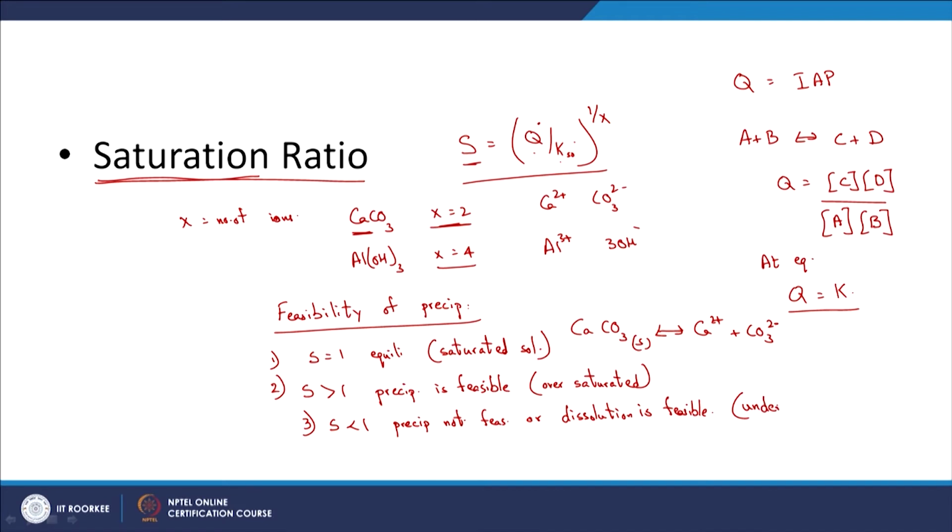And what does that mean? It means it's undersaturated, right? So again, you can have the saturation ratios depending upon calculating the Q value or the ion activity product, right? So once you calculate that, you can know is it undersaturated or oversaturated, and obviously if it's undersaturated, the solid dissolving would be feasible, and if it's oversaturated, obviously what is it now? The precipitation is going to be feasible, right?